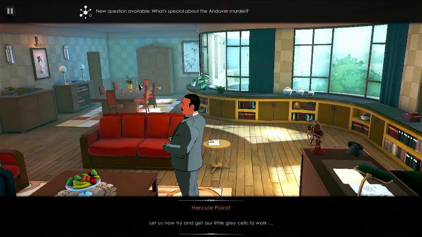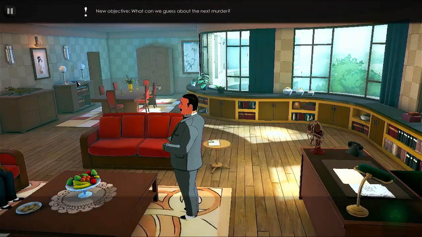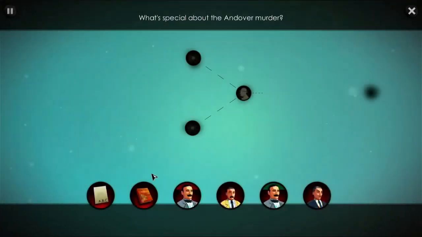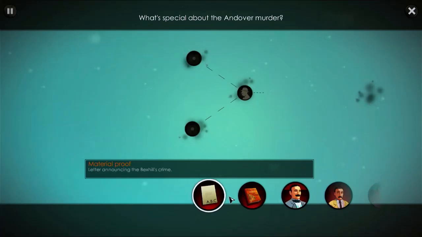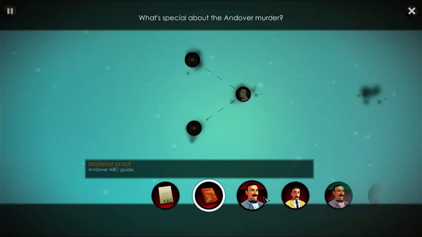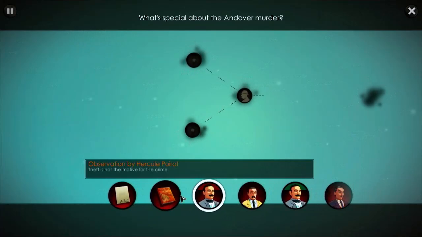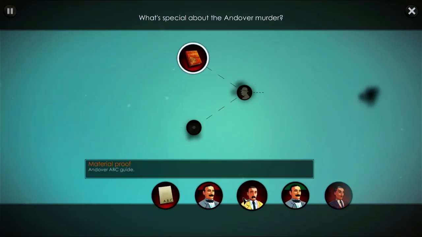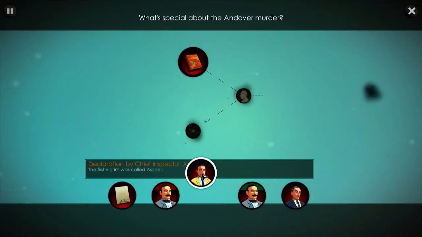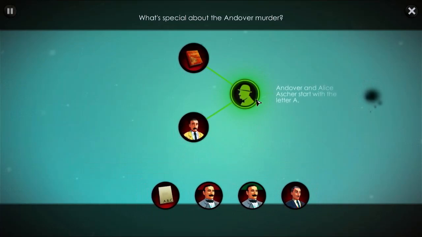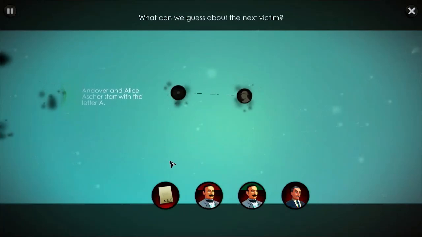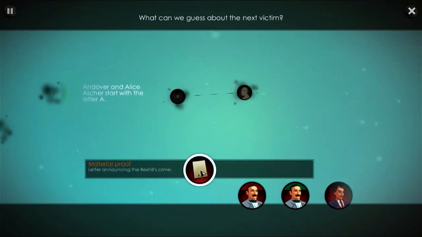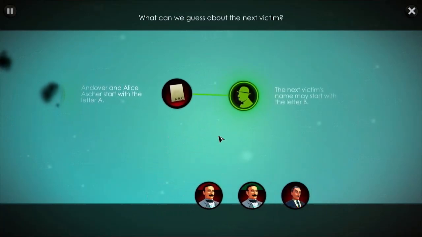Let us now try and get our brain cells to work. New objective: what's special about the Andover murder? Letter announcing Bexhill crime. Andover, ABC guide. No motive. First victim was called Asher. So it is. Andover and Alice Asher start with the letter A. What can we guess about the next victim? It's going to be B. The next victim's name will start with B.